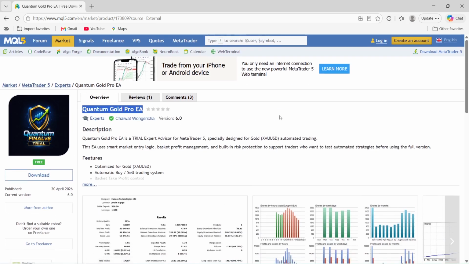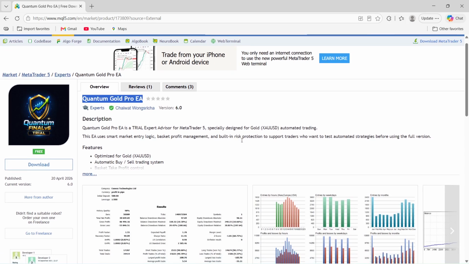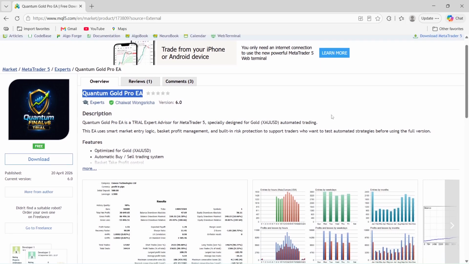Overall, Quantum Gold Pro EA brings advanced logic to gold trading. It has potential for dedicated XAUUSD traders, but requires proper setup and realistic expectations. Test thoroughly on demo.